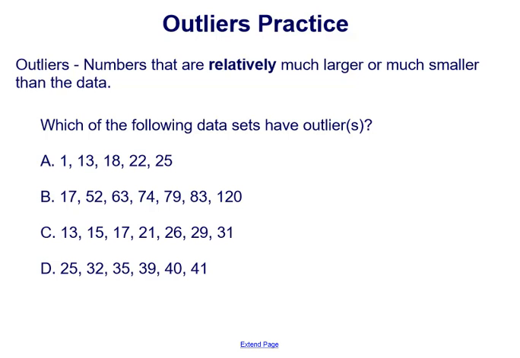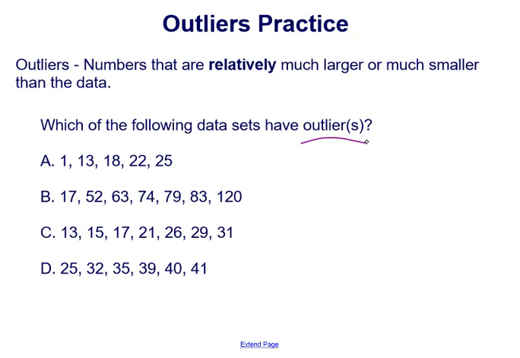Now let's get some practice with outliers. Let's remember that outliers are numbers that are relatively much larger or much smaller than the rest of the data set. So let's look at these following 4 data sets. Look at the numbers and think which of the following data sets would have outliers.